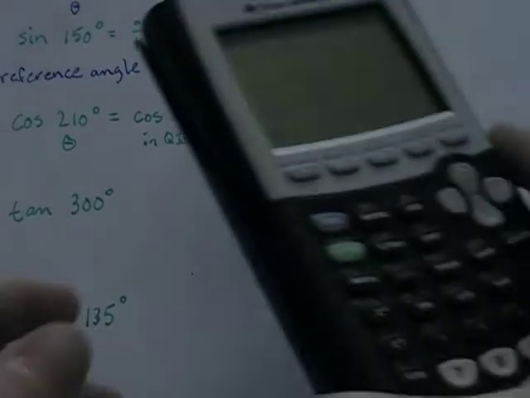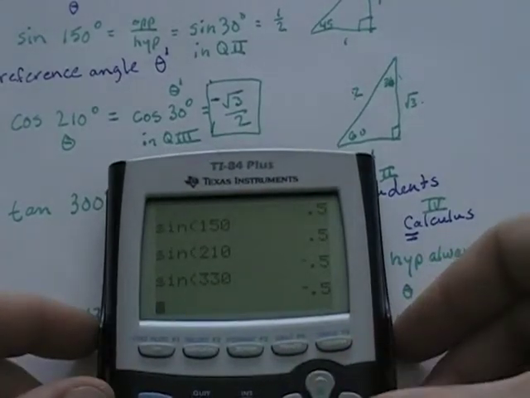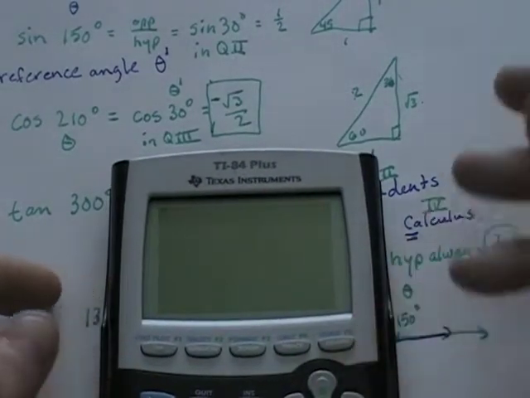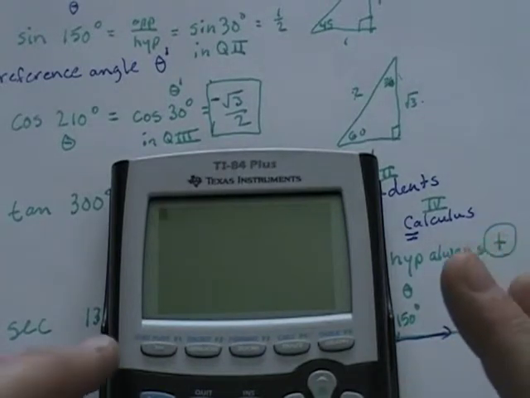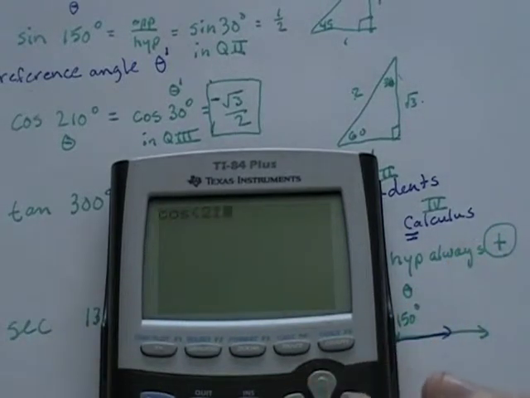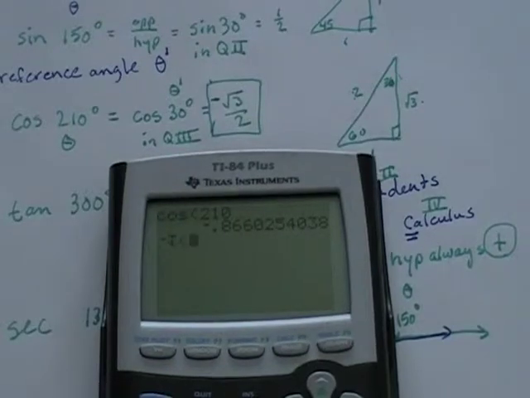Don't trust me. Trust your calculator. Your calculator is smart. It was programmed by very smart people, but it's only as smart as its user, so you got to know what you're doing here. Let's type the cosine of 210 degrees. Look what we get. Negative 0.866. Now type negative square root of 3 divided by 2.